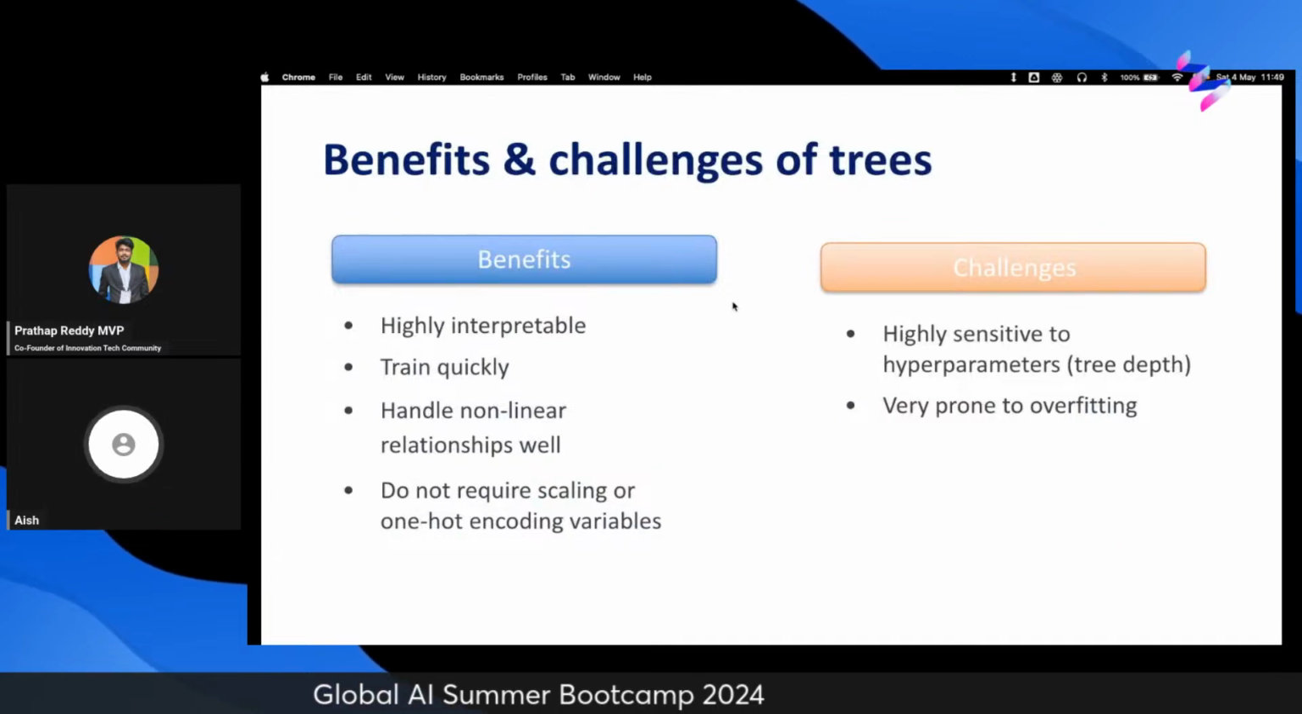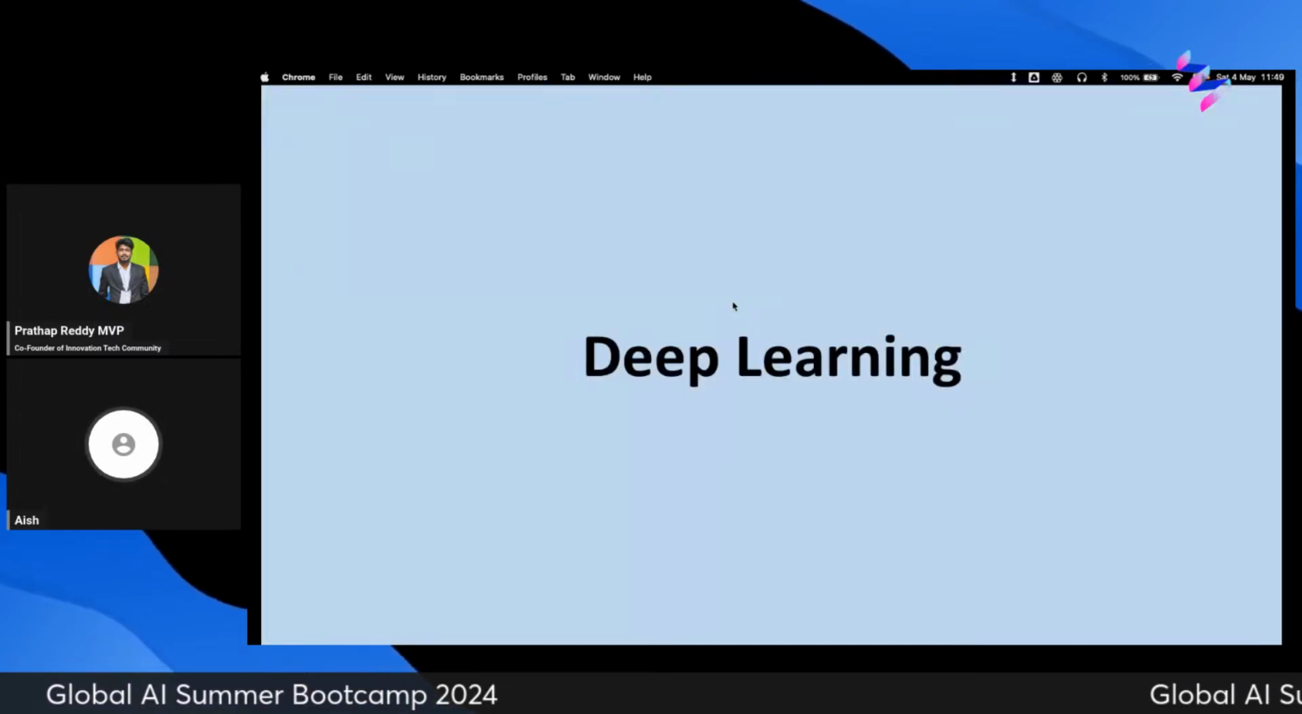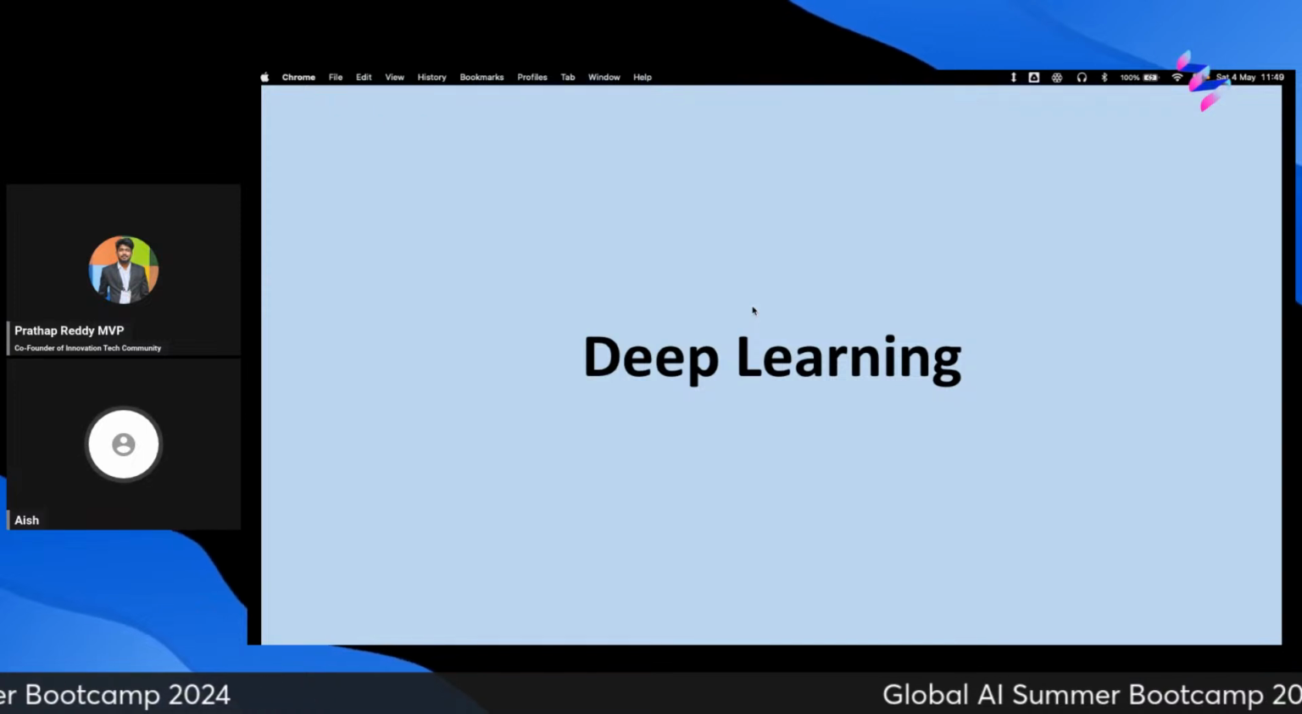So I think I'm just going to skip this over because we're running short of time. And then let's just see what deep learning is.